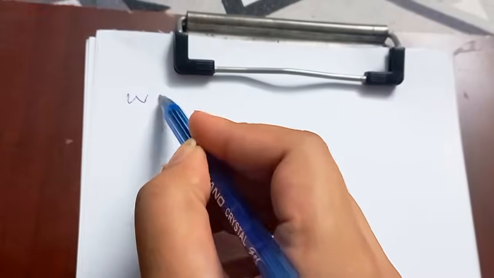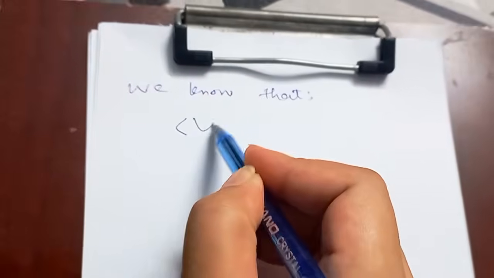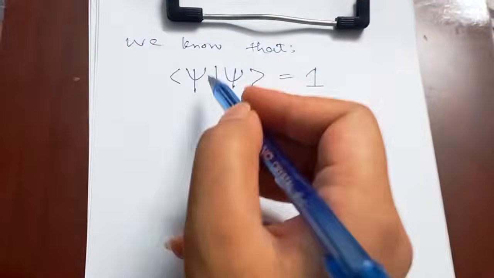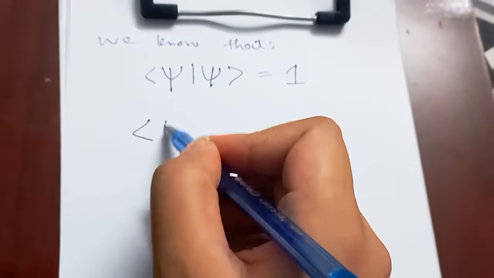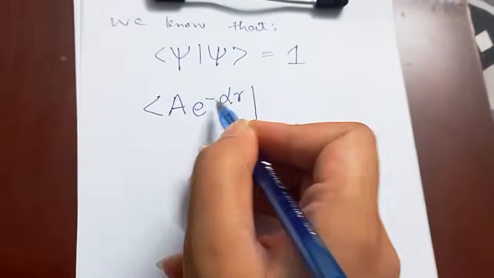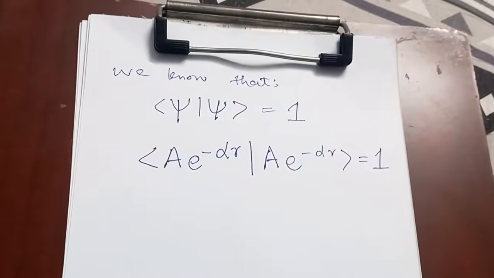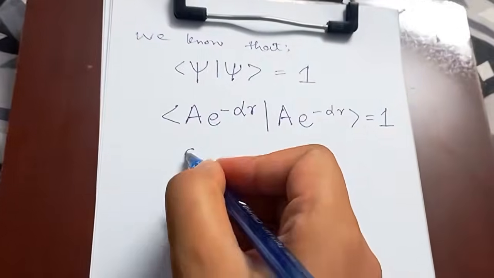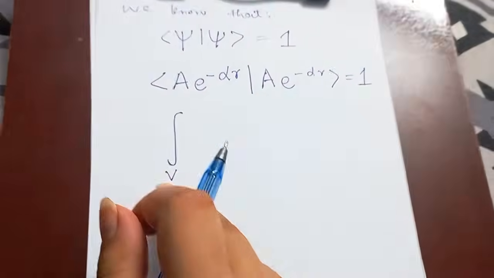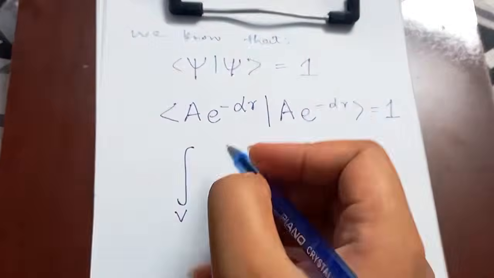And we know that the normalization condition means that the scalar product is equal to 1. Okay, here we can put the value of psi, which is A e to the power minus alpha r. This is A and here A again. We can convert them into an integral over volume. This is a volume integral and it means it will occur over the whole space. r, theta and phi, all of them will be involved here.